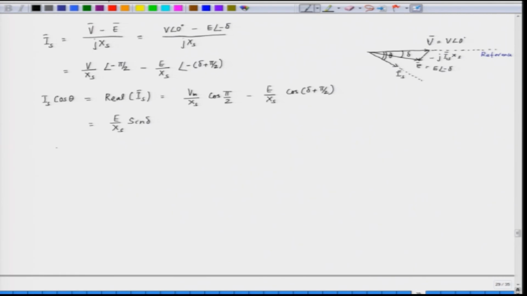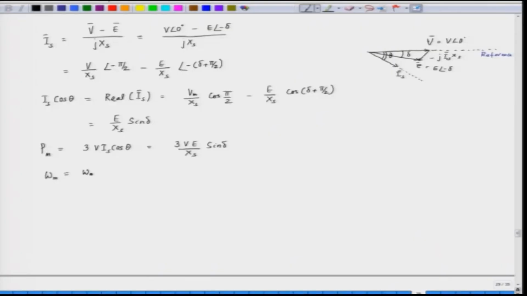Now, as per our previous equation, what is P output? P output is 3 V into I_s cos theta. So, we will be replacing I_s cos theta. That is equal to 3 V E by X_s into sin delta. So, this gives the mechanical output power of a cylindrical rotor synchronous machine.